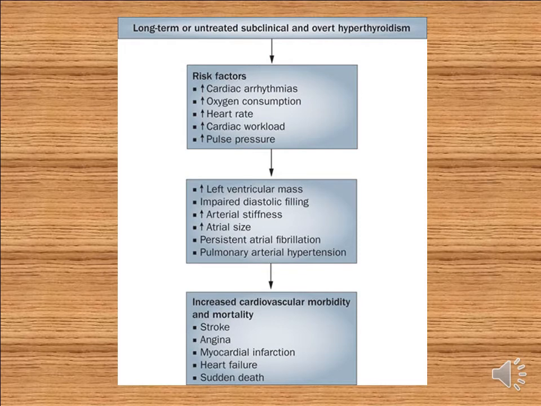Long-term untreated subclinical or overt hyperthyroidism leads to risk factors: increased cardiac arrhythmia, increased oxygen consumption, increased heart rate, increased cardiac work, and increased pulse pressure. This leads to increased left ventricular mass, impaired diastolic filling, increased arterial stiffness, persistent atrial fibrillation, and pulmonary arterial hypertension. This leads to increased cardiovascular morbidity and mortality: stroke, angina, myocardial infarction, heart failure, and sudden death.